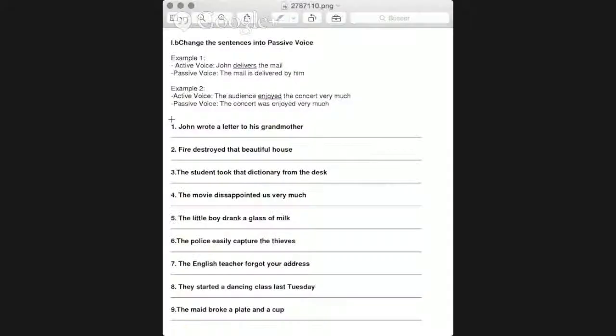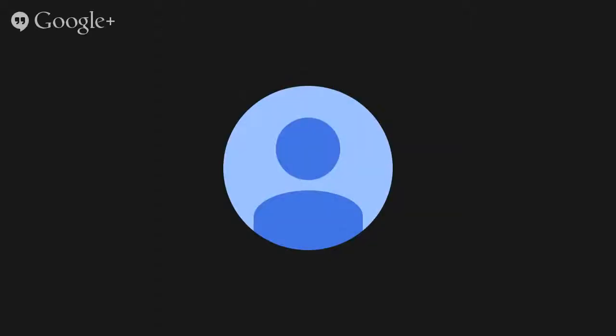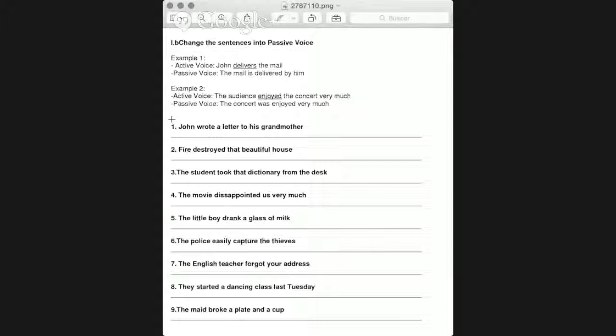So what's going to be the new subject, right? When it's in the active voice, John is the subject, right? Because he's writing the letter. But in the passive voice, what's going to be the subject? The letter. Exactly, the letter. So how are we gonna form that sentence? John's letter has been written to his grandma. Yeah, or you could say the letter was written by John for his grandmother. Exactly, those are all right.